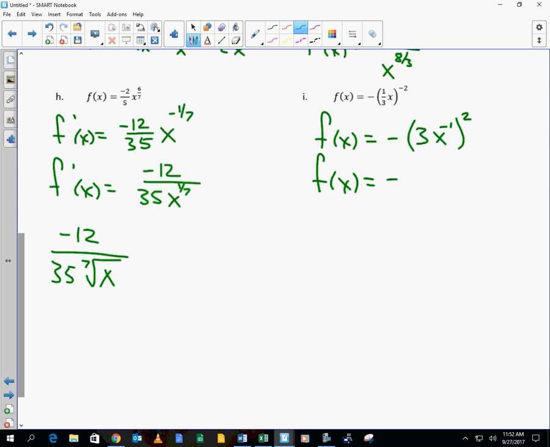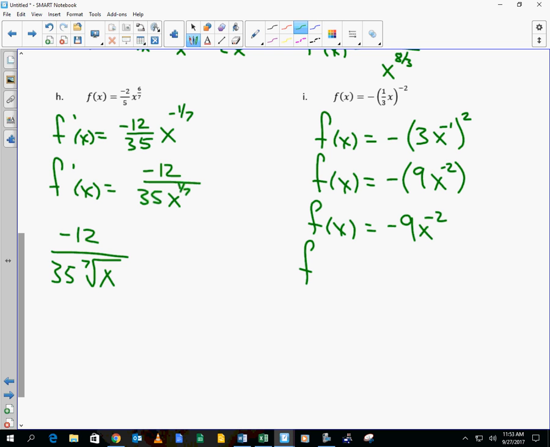So that's negative what? Use up the square. 9x to the... So in other words, I have f of x is -9x to the -2. So have I taken the derivative yet? No, all I've done is just rewrite it so it's in a power form.